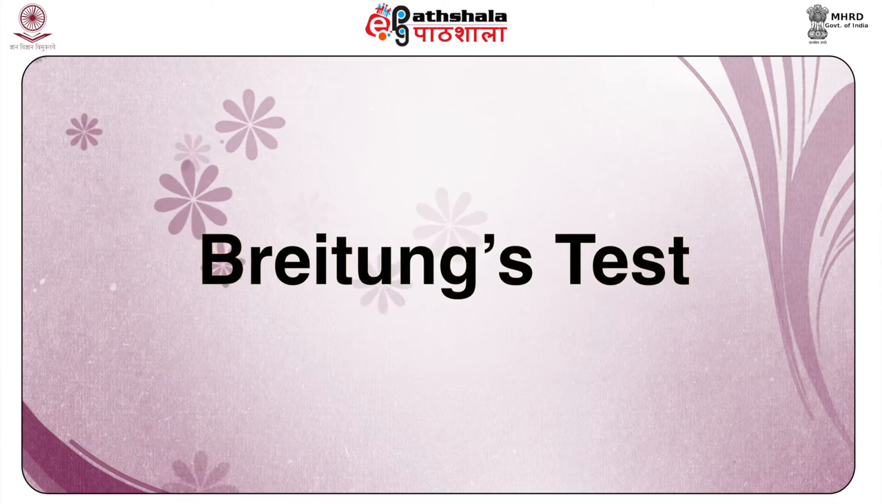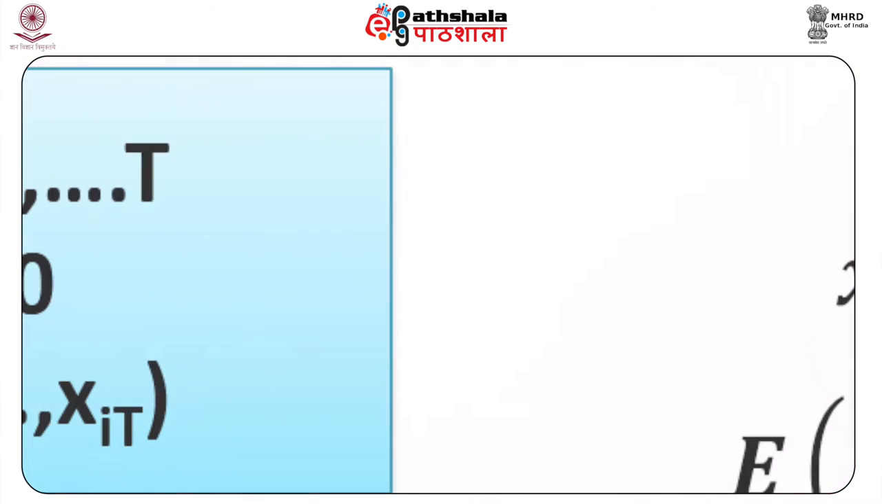Third, Breitung's test. Both LLC and IPS tests require N, that is the number of cross sections, to be small enough relative to T. This is because both tests may not keep nominal size well when either the number of cross sections is small or N is large relative to T.